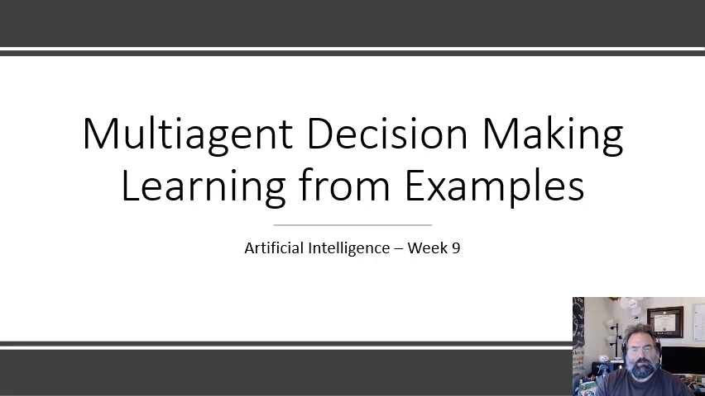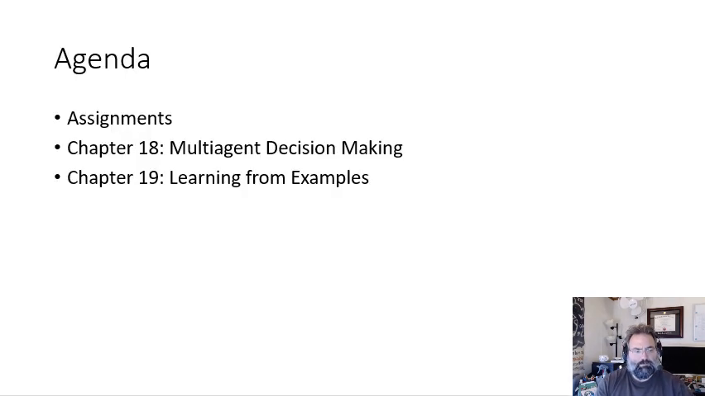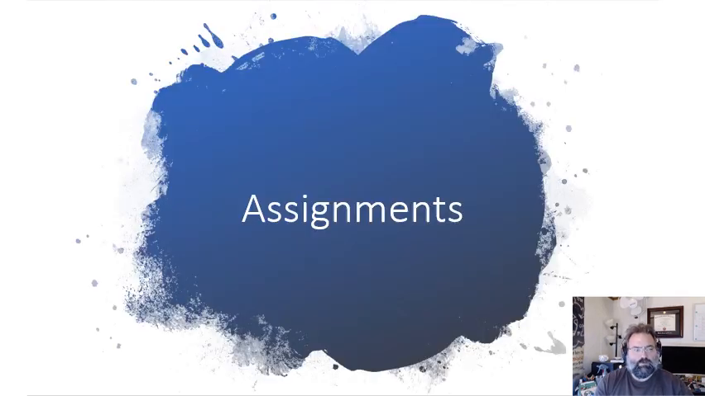This week we're going to be talking about multi-agent decision making and learning from examples. So our agenda: we'll go over the assignments, then we'll talk about chapter 18, which deals with multi-agent decision making, and then chapter 19, which is around learning from examples. So jumping right into the assignment.